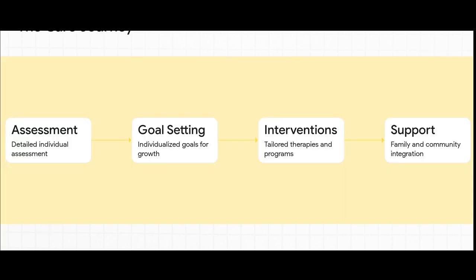So this whole care journey is a super personalized process. It all kicks off with a really detailed assessment. And this isn't just about finding problems. It's also about identifying a person's unique strengths. From there, you can set goals that are specific to them. That leads to interventions and programs that are totally tailored. And this is so important. It all happens with the family and community right there as part of the team.